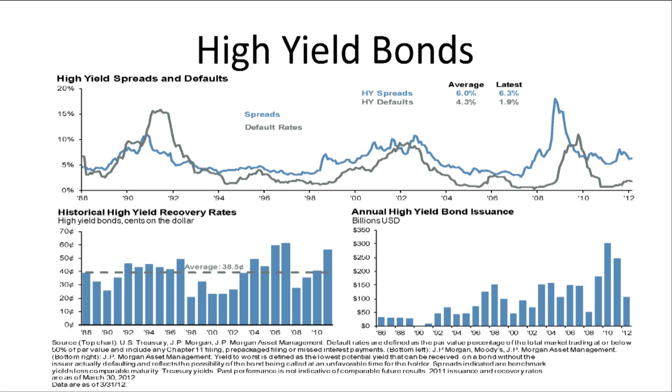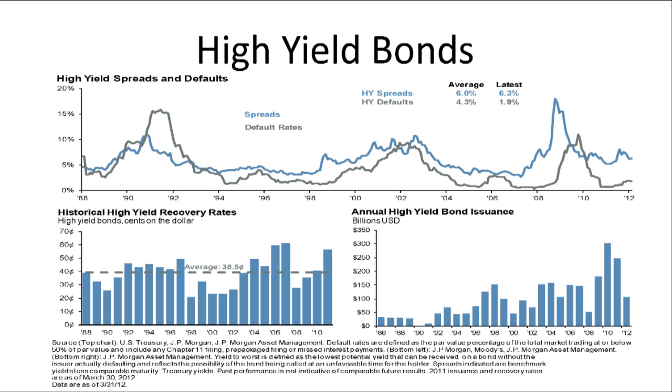Also worth noting on this page is the chart on the bottom left, which suggests that even if a high yield bond were to default, on average, you don't lose 100% of your investment. You'll only lose a portion. This chart essentially shows the historical high yield recovery rate.